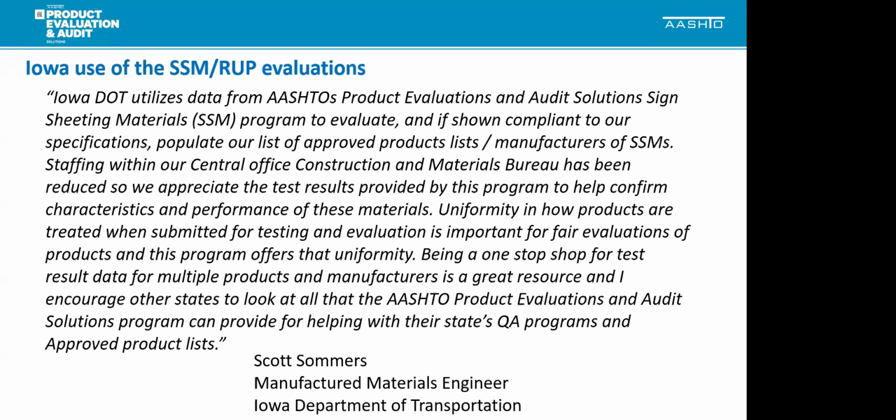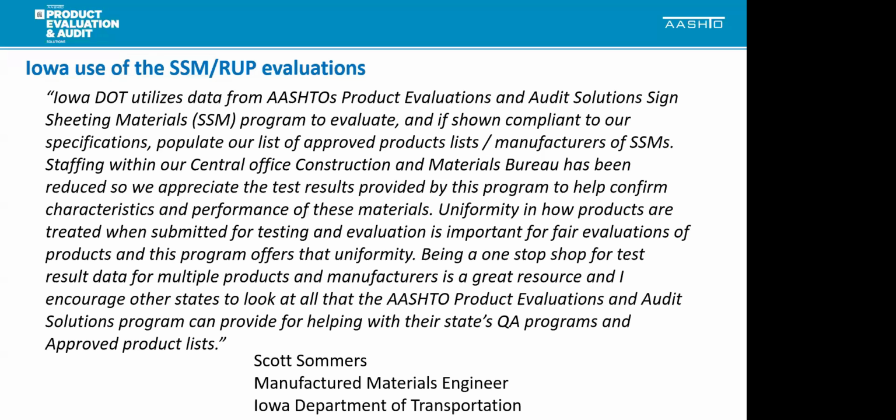Scott says that they use SSM and RUP evaluations to populate their approved products list. And given that their staffing has been reduced, they appreciate being able to use the test results provided by this program to confirm the performance of sign sheeting materials. And he mentioned that the importance of uniformity in how products are evaluated is important to them. And that's something with this program, you're getting your testing from one source.